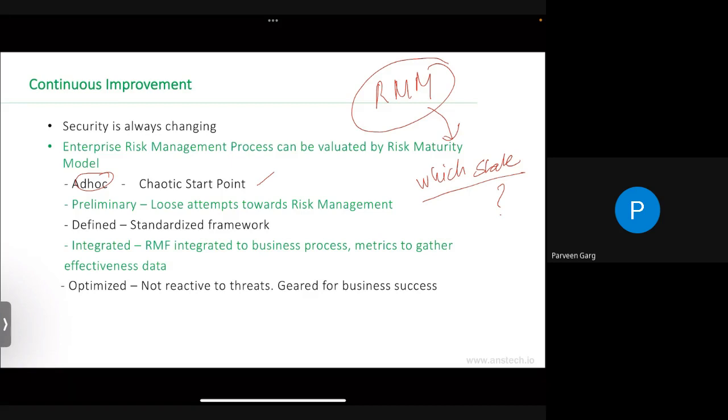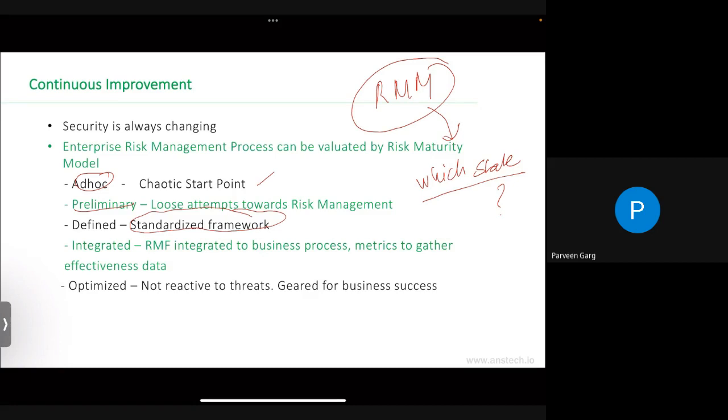Then the company stabilizes over a period of time, 6 months, 1 year, and there are loose attempts toward risk management, because now you have money, you can buy some platforms, you can slowly assess what the assets are and where you can invest, and the slow starting of the risk management process begins. So the risk maturity model, at that point in time, that organization will be called being in a preliminary stage. Once you have standardized your frameworks and you know which framework to follow, then you are in a defined stage, because now you know where you stand.